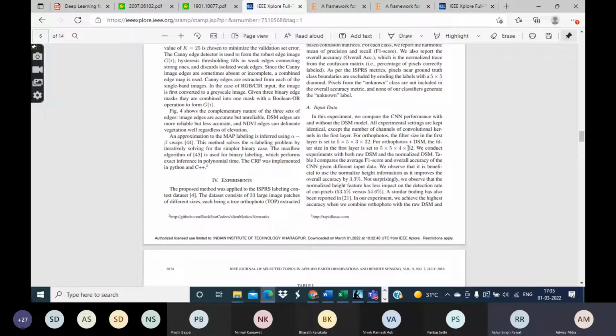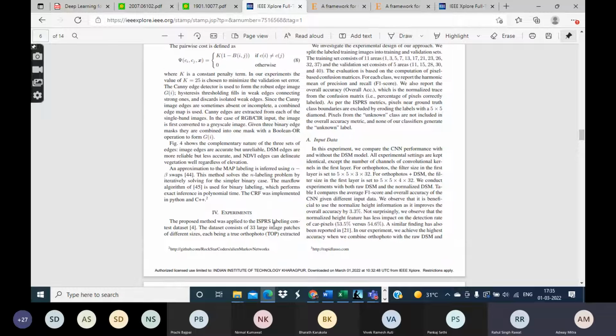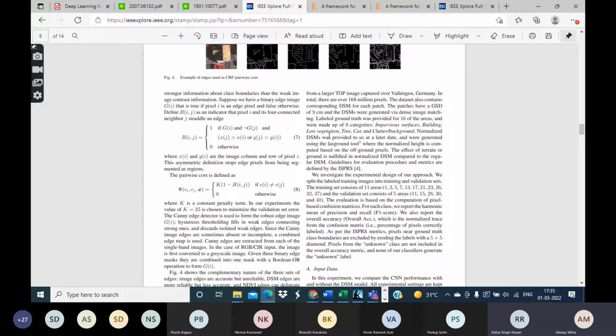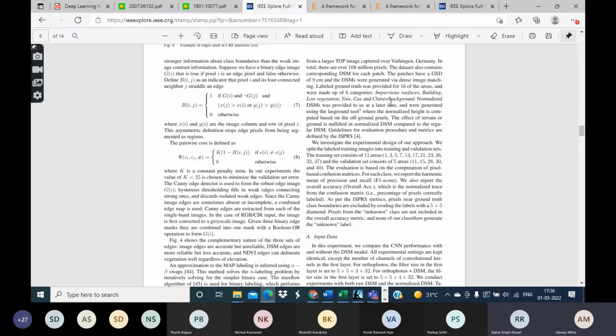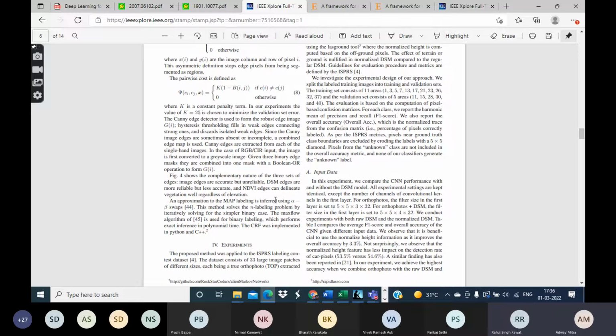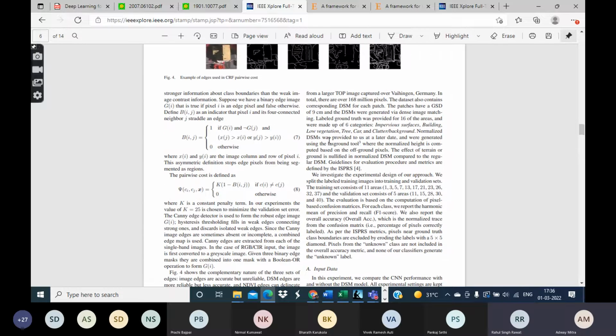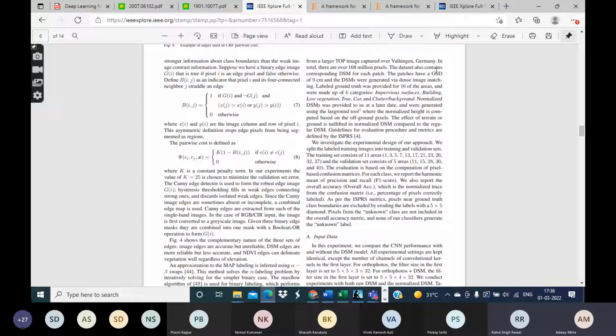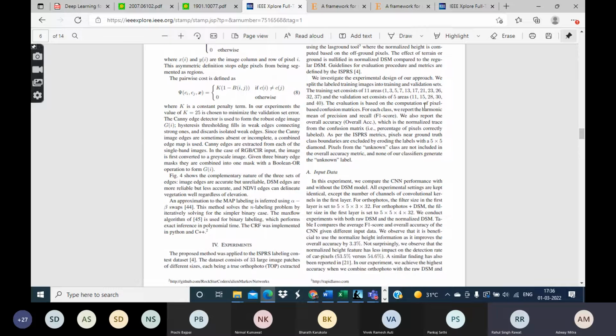After that, they go into the data set. They have got 33 large image patches, and in total there are 168 million pixels. They have mentioned that they have about 33 images, and from each of the images they get about 5 million pixels. So in total there are 168 million pixels, and each of the pixels is going to be labeled. These are the 5 or 6 categories into which they are doing the classification.